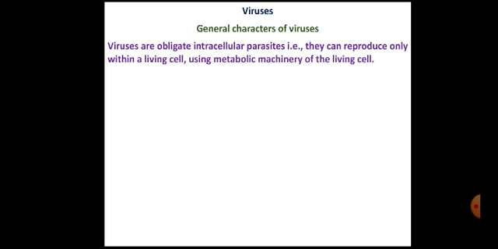If there is no living cell, viruses are not able to multiply or reproduce. That is, they do not have any metabolic machinery for reproduction. So they make use of the metabolic machinery of a living cell. And using this metabolic machinery, they can reproduce in large numbers in the cell.